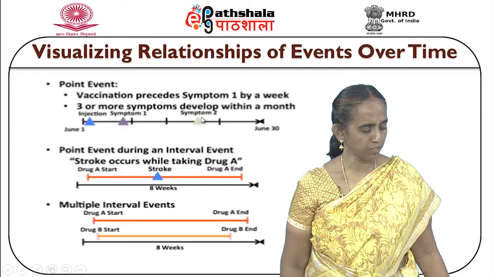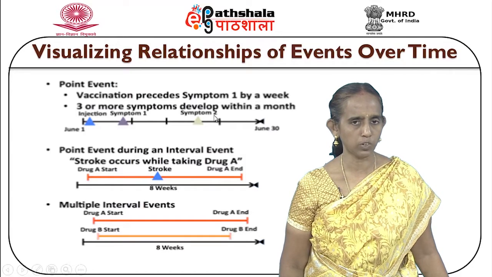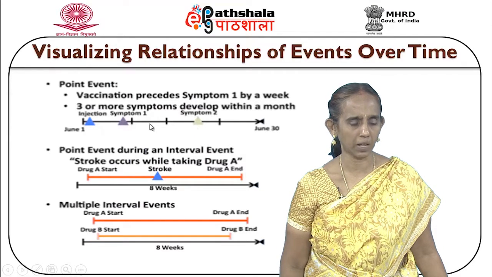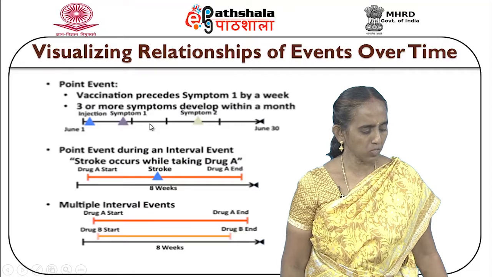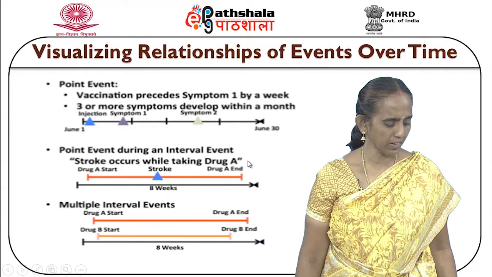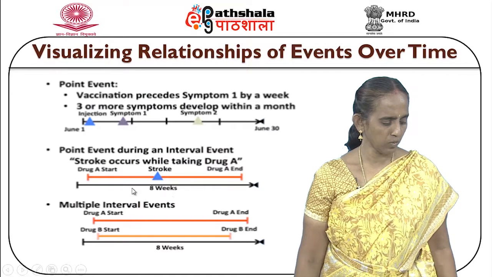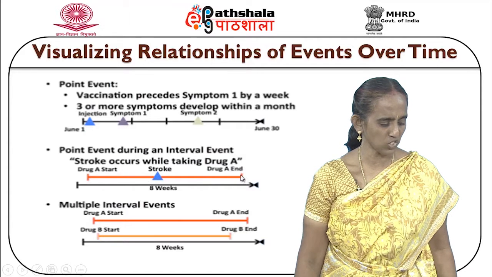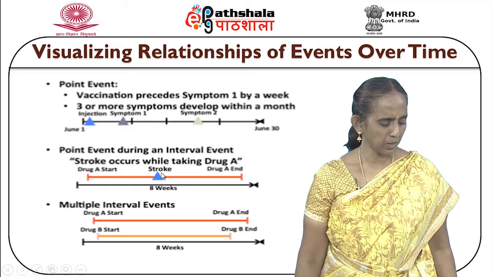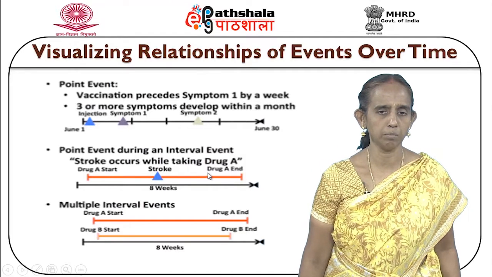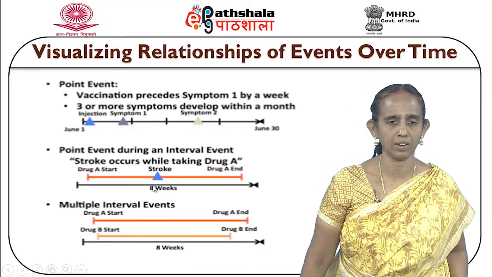So we have 2 different symptoms, and 3 or more symptoms try to develop within 1 week. That is an inference that we get from this timeline event. Similarly, the point event during an interval event: stroke occurs while taking drug A. So here we can see, within an 8 weeks time period, you have the stroke. Drug A has been started, and drug A has an end time at which the drug has been ended, and in between we can see the stroke occurs, which tells us that the stroke has occurred within the time the drug has been taken.